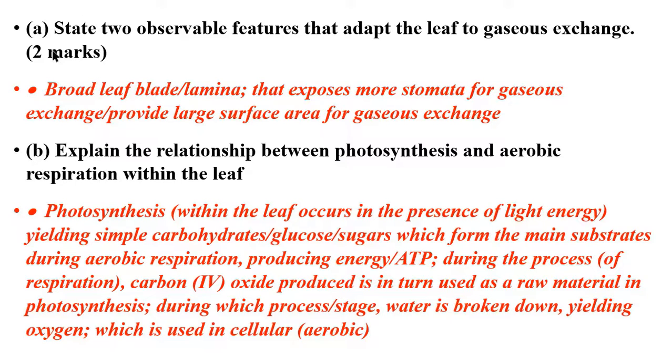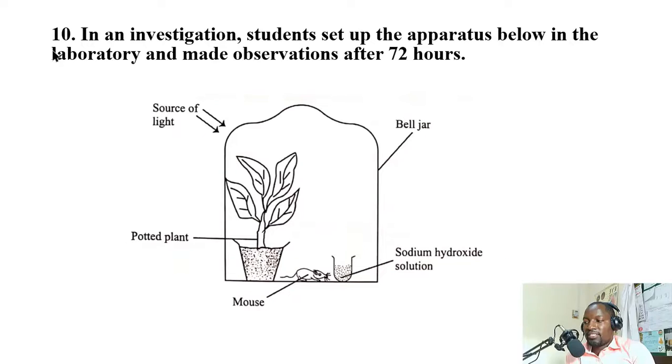In an investigation, students set up the apparatus below in a laboratory and made observations after 72 hours. So we have the source of light, we have a bell jar, this is a potted plant, that's a mouse, then we have sodium hydroxide solution. Let us look at what will happen after some time. Explain how inclusion of the following components will affect the mouse in the experiment. Number one, the light. How does the light affect the mouse?